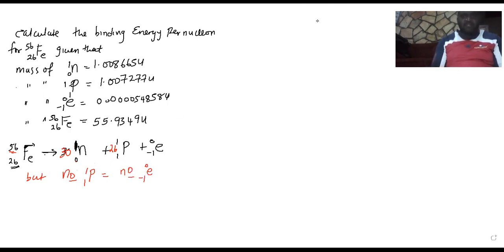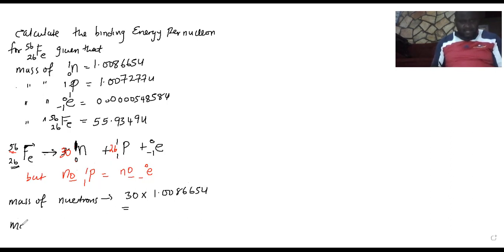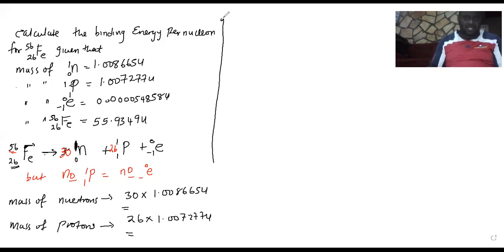So from that knowledge of atomic structure, we can have the mass of the neutrons as 30 times 1.00866 U. Compute and give me the answer. Then we shall also have the mass of the protons, which is 26 times 1.007277 U. And lastly, the mass of the electrons, whose number is the same as that for protons, which is also 26 times 0.0005486 U.